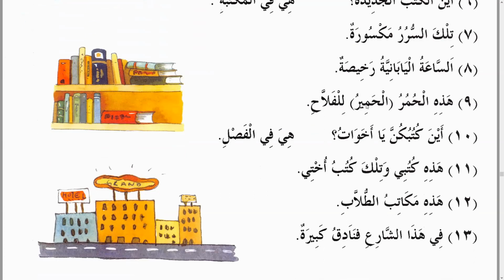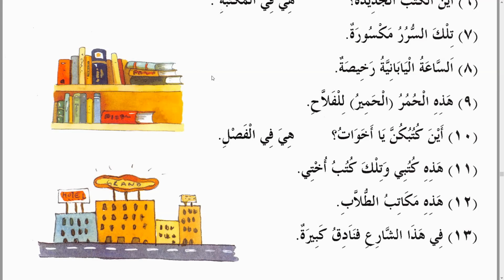Next one, ninth one, hadhihi al-humur. What is humur? Humur is donkeys. And humur comes in the Quran also. Humur, كأنهم حمر مستنفرة, comes in the Quran. Let's see the verse. Al humur. It comes, yeah. This is the verse in the surah.